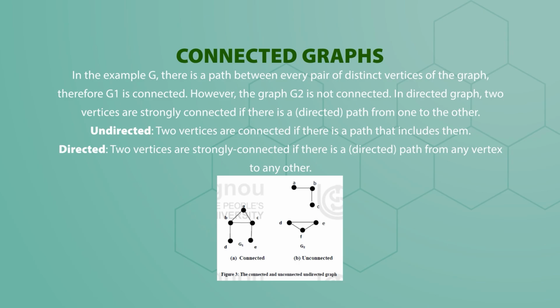But if this is a directed graph, and you are able to reach every other vertex from the direction as well, then it is referred to as a connected graph. But if you are not able to do that, then it is not referred to as a connected directed graph. So an undirected graph means that two vertices are connected if there is a path between them. In a directed graph, two vertices are strongly connected if there is a directed path from any vertex to any other vertex. So there should be a path that exists.